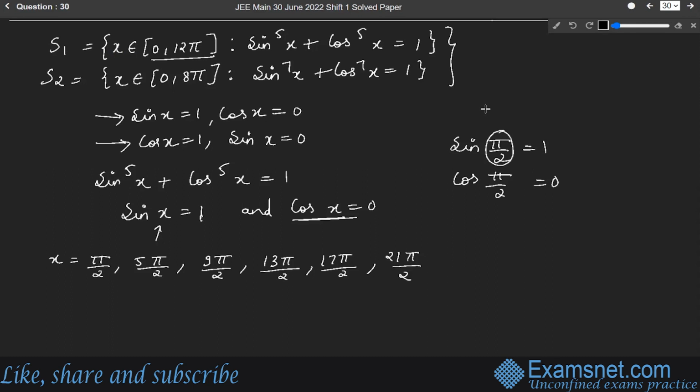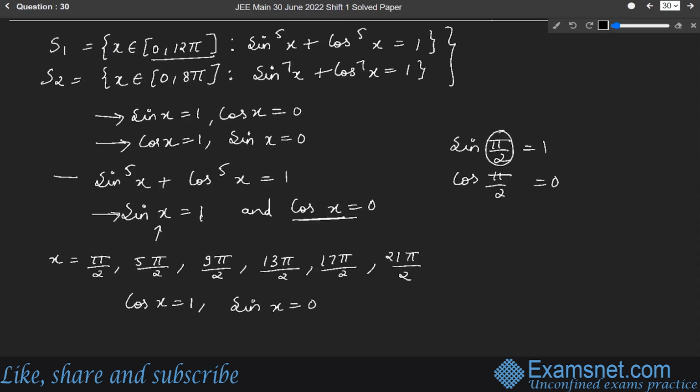And similarly, cos of pi by 2, cos of 5 pi by 2, cos of 9 pi by 2, cos of 13 pi by 2, cos of 17 pi by 2 and cos of 21 pi by 2 will be equal to 0. All right. So we have a total of 6 values here when the condition is sin x equal to 1 and cos x equal to 0. Now let us talk about another condition, when cos x is equal to 1 and sin x is equal to 0.